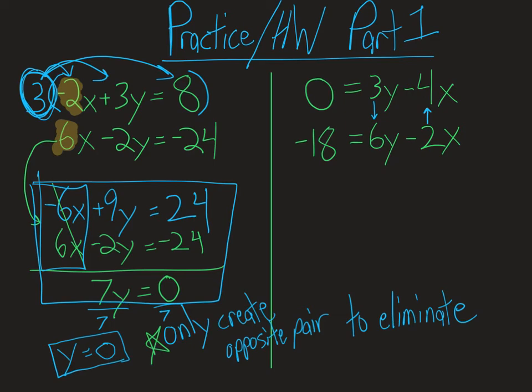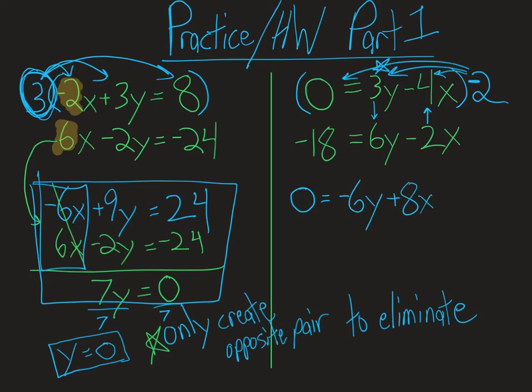If I was going to get rid of the y values, that was going to be what I target, then 3 needs to become 6, meaning I have to multiply the whole top equation by 2, but not a +6, because I've already got a +6 on the bottom. It's got to be a -6. So it's going to be a -2 that multiplies through each part of the equation. 0 times anything is still 0. The 3y times -2 is a -6y, and the -4 times -2 is a +8x.